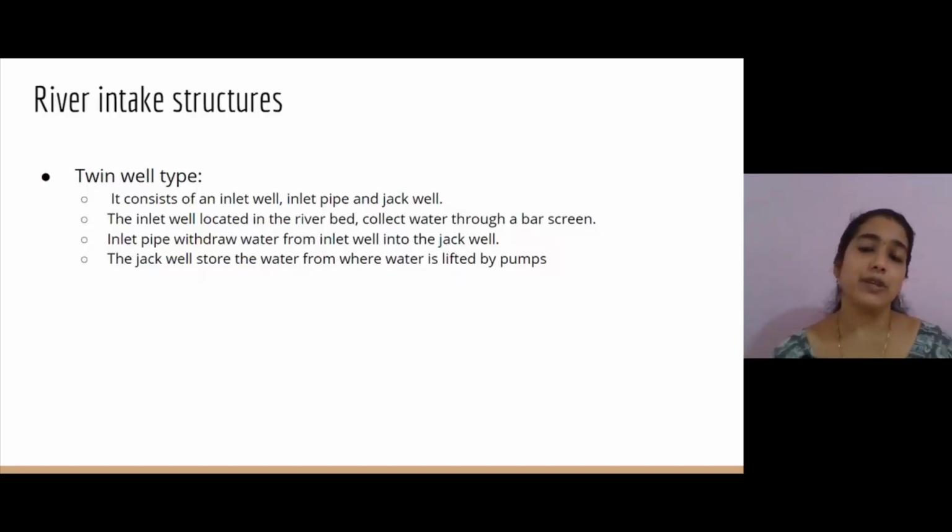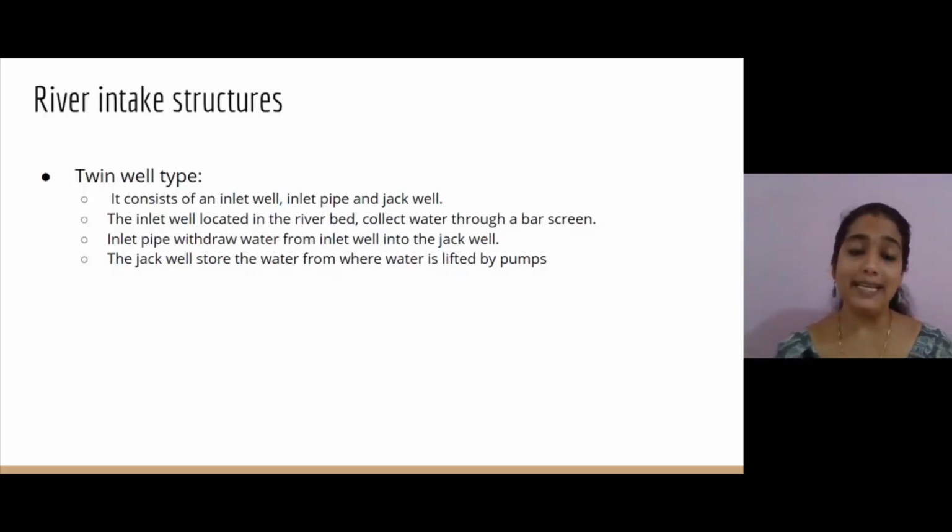There are two types of river intake structures, that is, twin well type and single well type. What are the river intake structures? The water will be withdrawn from the river itself. That is, in these intakes also, a large quantity of water will be withdrawn to the treatment plant. First we will move on to twin well type.